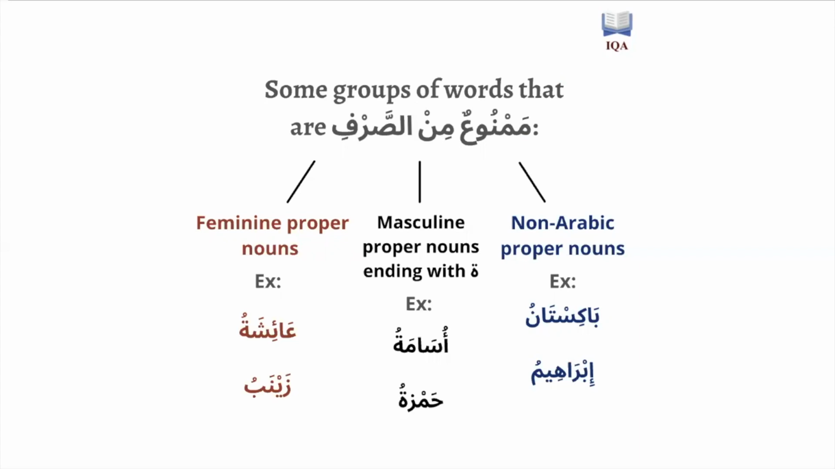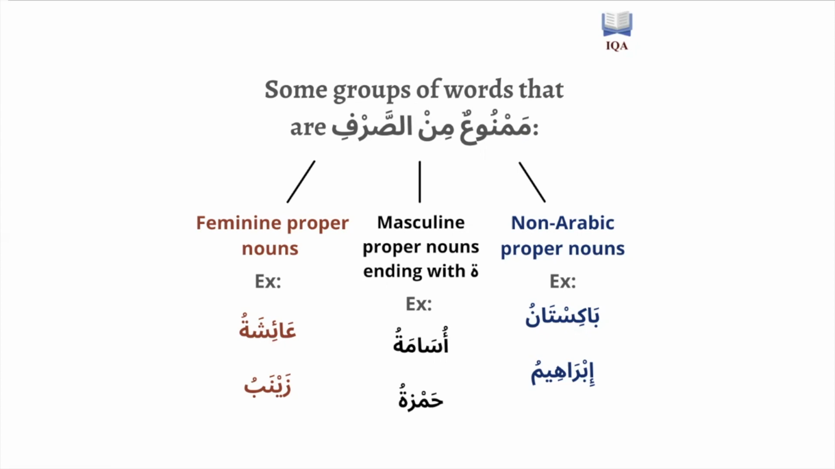So some groups of nouns that are mamnu' min as-sarf, meaning that they're prevented from tanween and they cannot take a kasra, are feminine proper nouns. So all feminine proper nouns are mamnu' min as-sarf. It's like Aishatu, Zainabu, Mekkatu. All these nouns are feminine proper nouns. So they're nouns that refer to things that are proper. So Aisha can never have a tanween. We always say Aishatu, never Aishatun. Zainabu needs to have one dhamma, and it can never be Zainabun. Unlike Muhammadun, Khalidun, and other nouns like that, which are not mamnu' min as-sarf, that are munsarif.